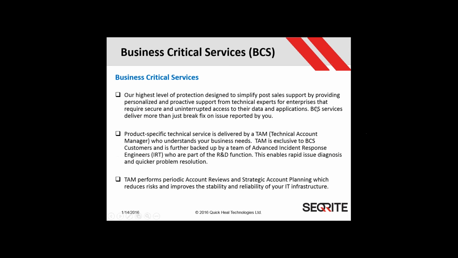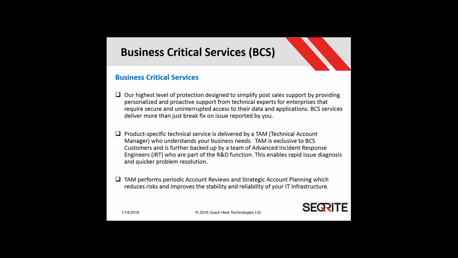So, business critical services is our highest level of protection, which is designed to simplify post-sales support by providing personalized and proactive support from technical experts for enterprises or companies that require secure and uninterrupted access to their data and applications. BCS service delivers more than just a break fix on your issue reported by you. Once you sign up for business critical services, your product specific technical service is delivered by a technical account manager who understands your business needs. Technical account manager is exclusive only to BCS customers and is further backed up by a team of advanced incident response engineers who are part of the R&D function.